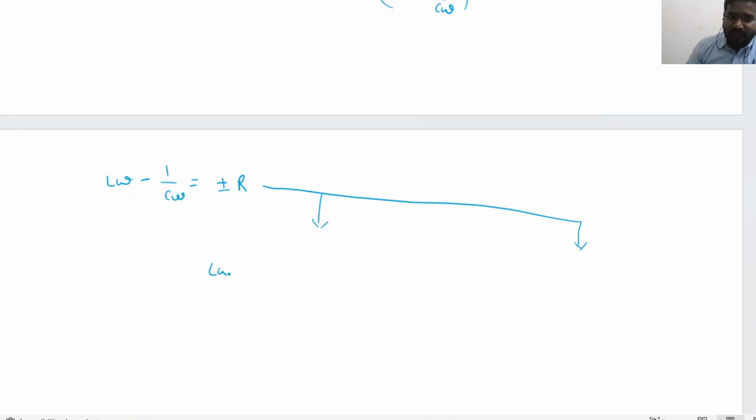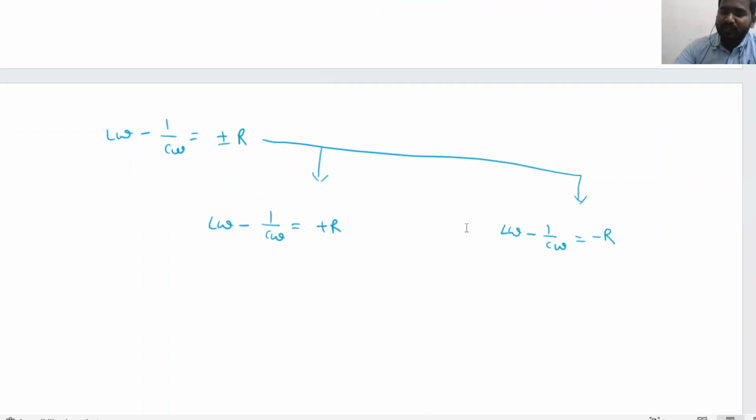First one is L omega minus 1 upon C omega equal to plus R, and one more, L omega minus 1 upon C omega must equal to minus R. If you solve these two quadratic equations, you get two different values. Those values you can take as half power frequencies.